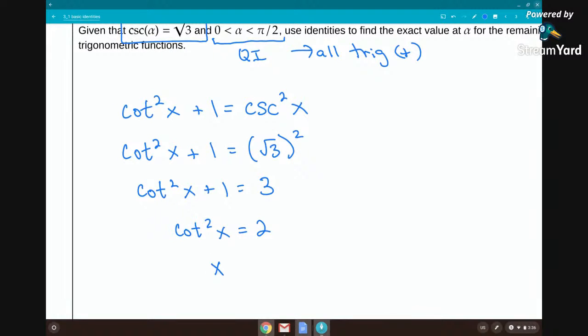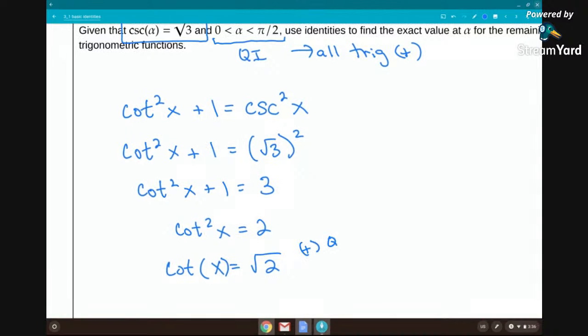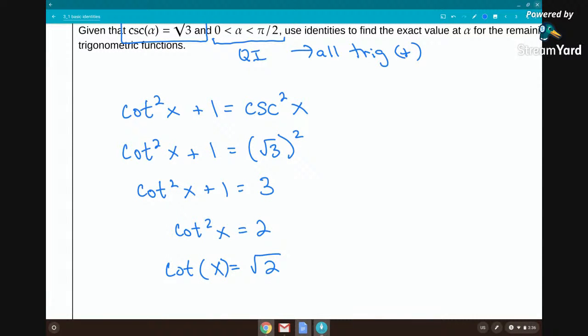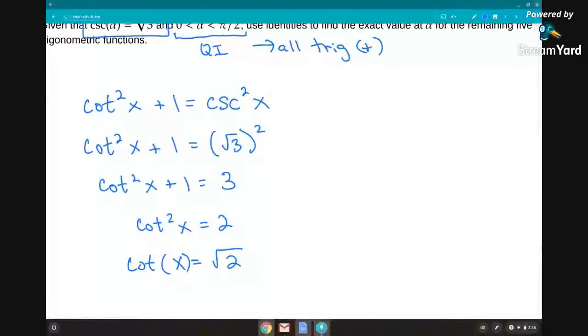Taking a square root, and I'm going to choose the positive because quadrant 1. And there we go. There's one of the other 5. We know the cotangent is the square root of 2. If we know that the cotangent is the square root of 2, we can find the remaining trig functions. How? How can we do that?